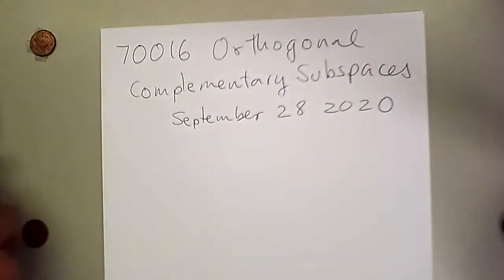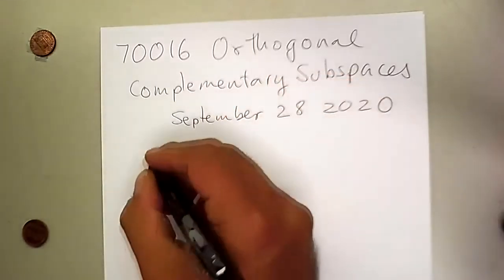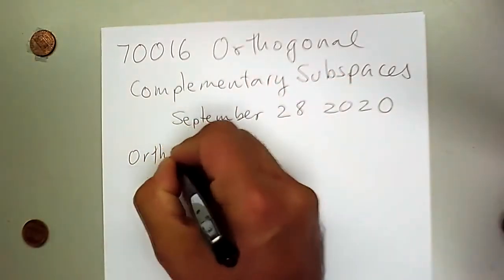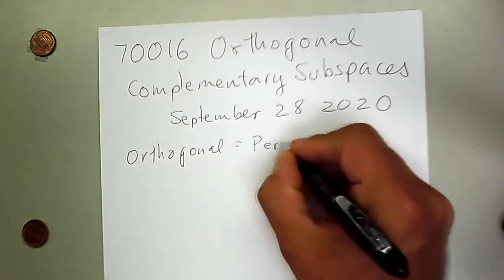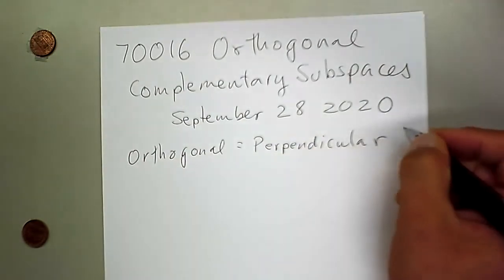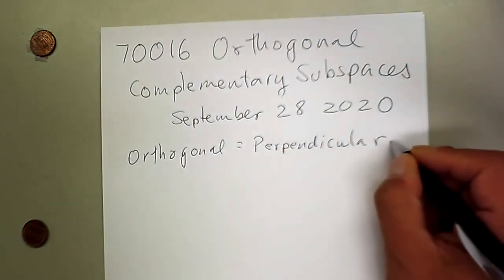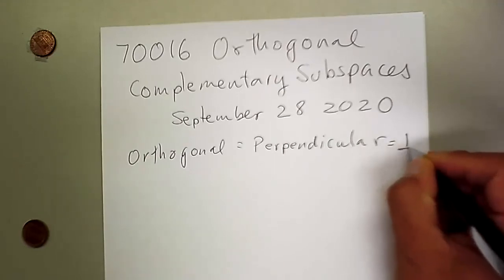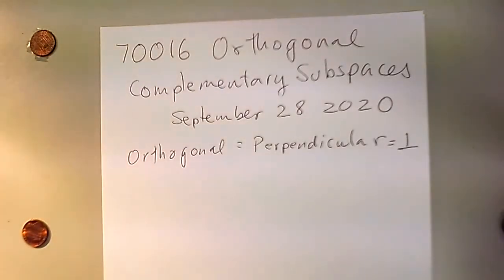Okay, first we have the concept of orthogonal. Orthogonal means perpendicular, same. They are synonymous in geometry. So orthogonal, same thing as perpendicular. And the symbol that we use for perpendicular is a T upside down. So I guess we can use this T upside down. So that means also perpendicular, orthogonal.